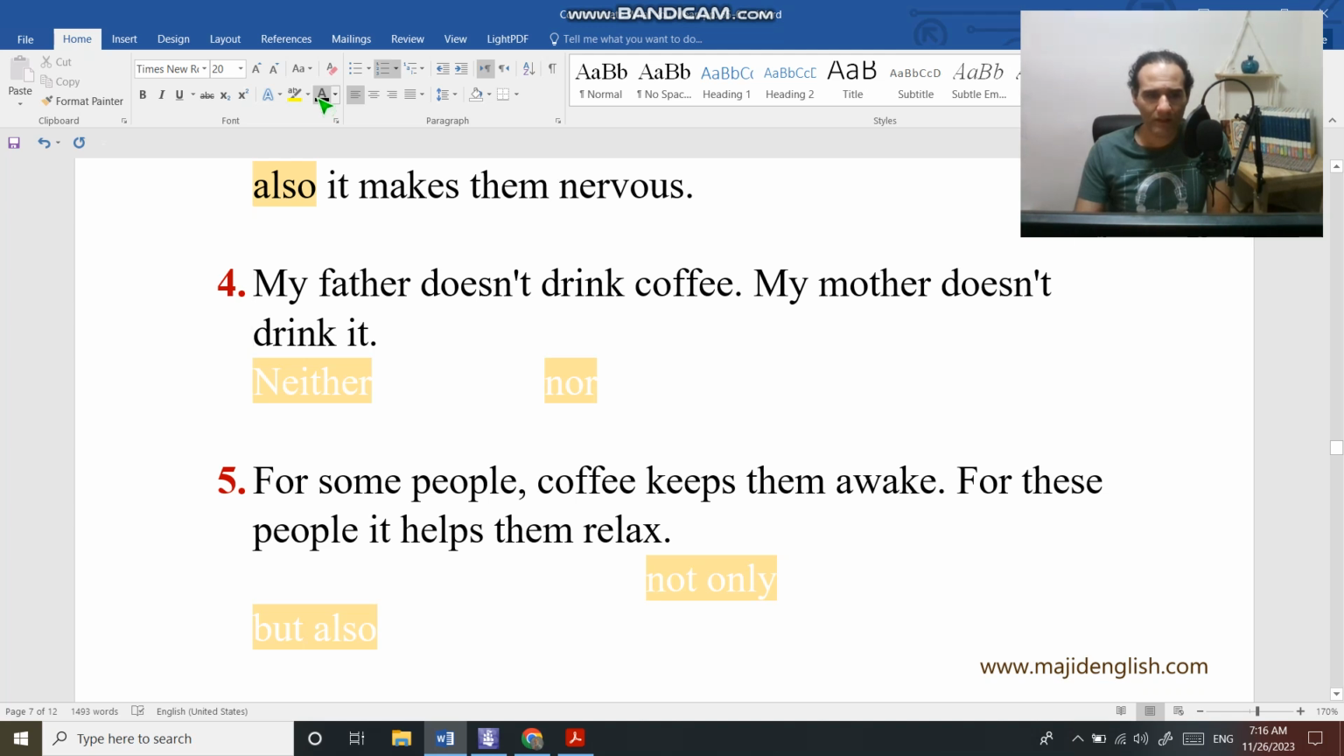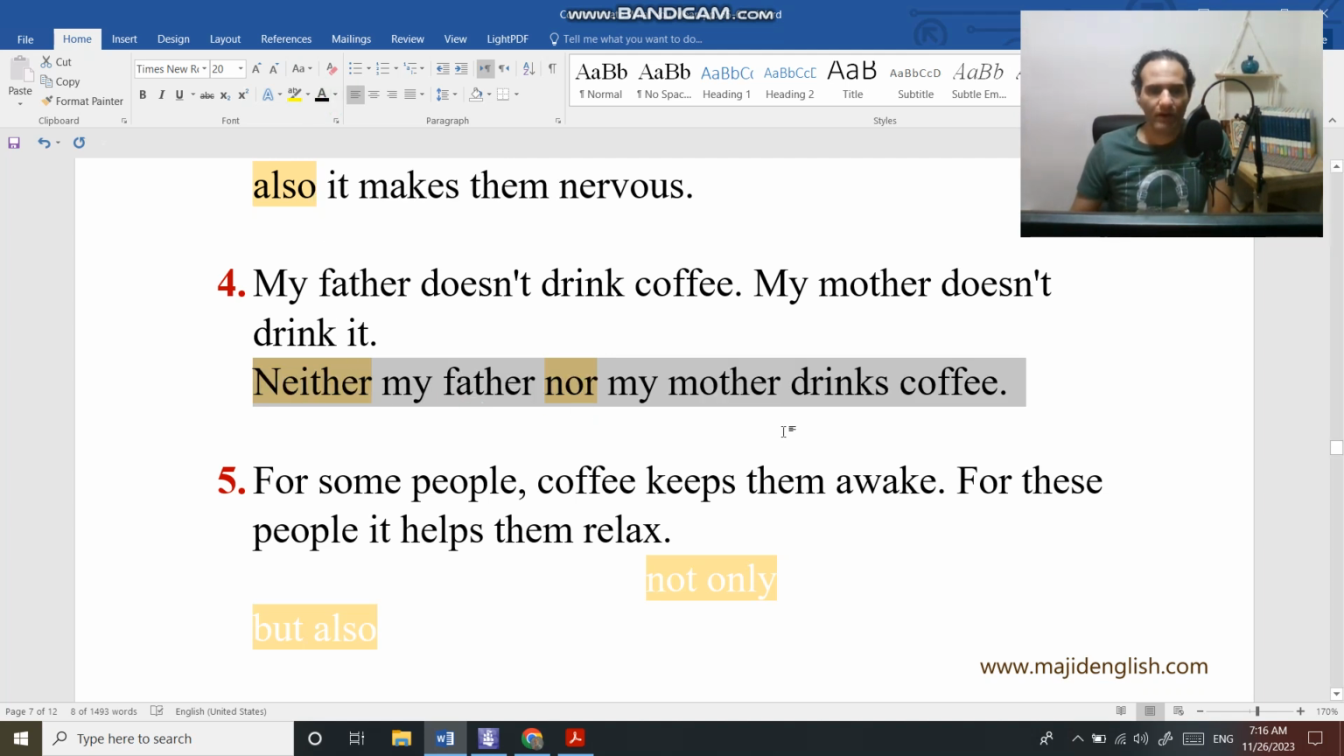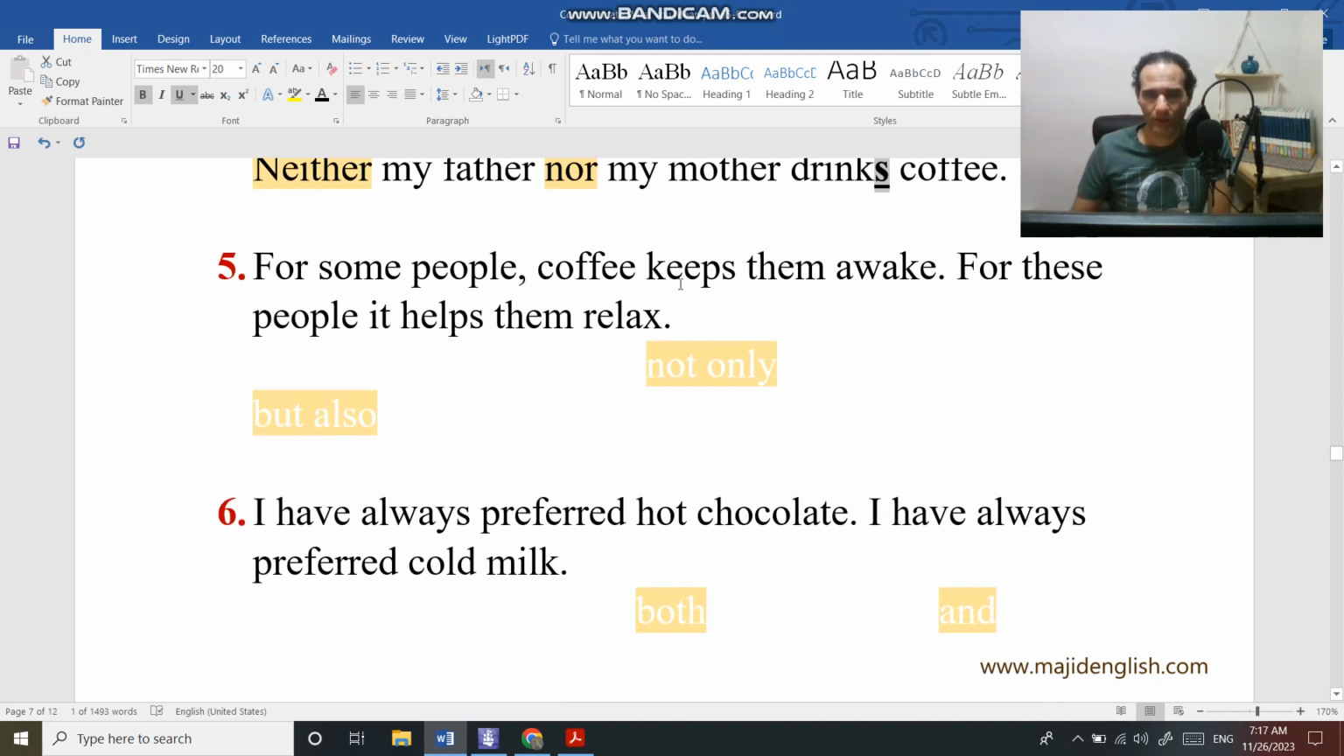My father doesn't drink, my mother doesn't drink. So the combination of two negatives means neither nor. So we say neither this nor that, and the verb: neither my father nor my mother drinks, because of my mother. If here, instead of mother, we had, for example, sisters: neither my father nor my sisters drink. Agreement with the nearest subject.